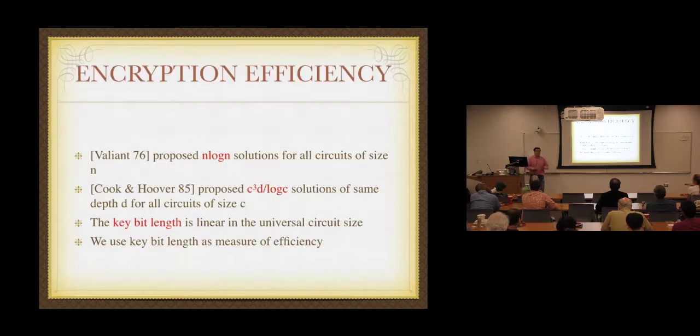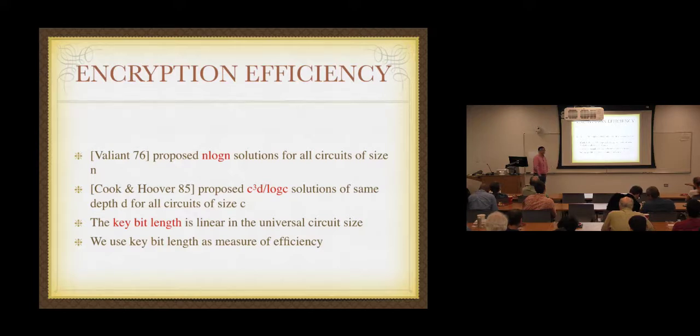So I'll give you an example. Two classical papers, one by Valiant and one by Cook, both Turing Award recipients. Valiant proposed a universal circuit for all circuits of a given size n. For any circuit of size n, I can design a universal circuit that has only n log n size. Theoretically, it's efficient. Then Cook and Hoover later developed a universal circuit with the same depth.